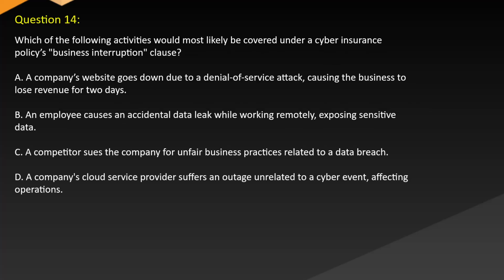Question 14. Which of the following activities would most likely be covered under a cyber insurance policy as a business interruption clause? A. A company's website goes down due to a denial of service attack, causing the business to lose revenue for 2 days. B. An employee causes an accidental data leak while working remotely, exposing sensitive data. C. A competitor sues the company for unfair business practices related to a data breach. D. A company's cloud service provider suffers an outage unrelated to a cyber event affecting operations.